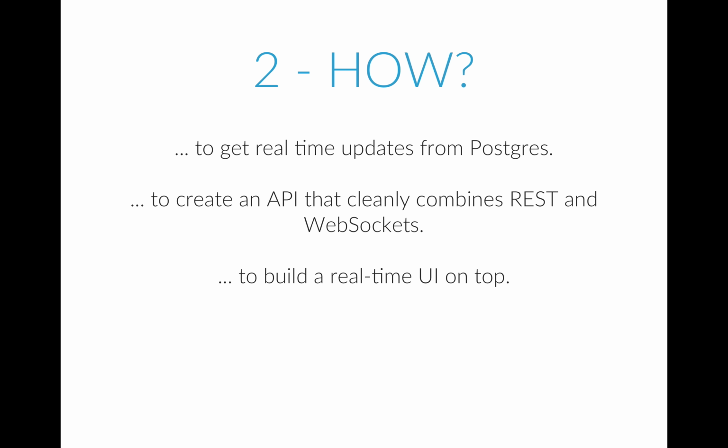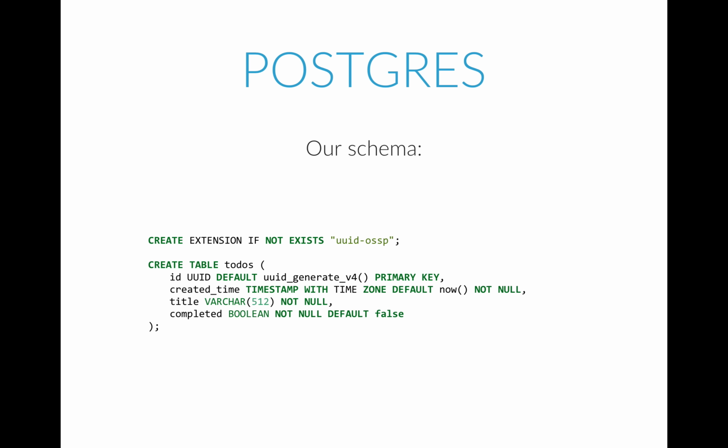So in talking about the how, we want to go from the bottom to the top. Start with how we're going to get our real-time updates out of Postgres, then go up a layer to how we're going to integrate WebSockets into our REST API, then go up a layer from that to how we're going to build our UI that can use that real-time REST API.